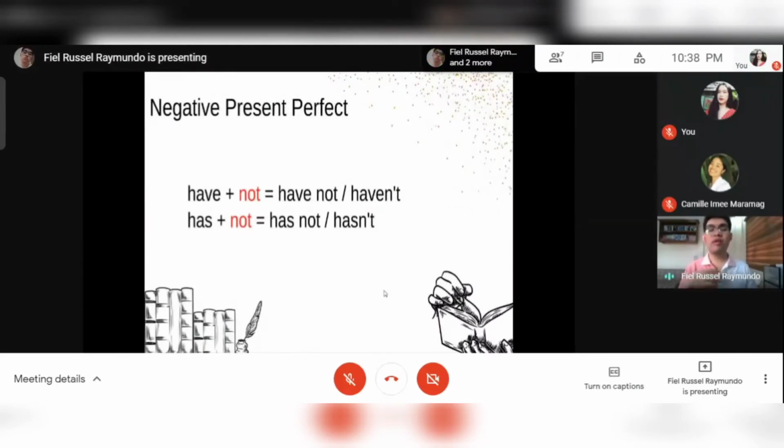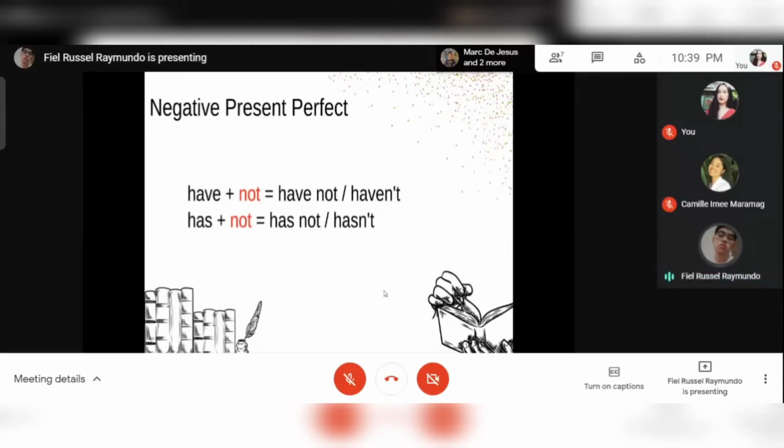So far, the examples we've encountered are in a positive form, positive sentence or affirmative sentence. However, present perfect tense can also be used in negative sentences. In present perfect tense, we can form negative sentences by adding the negation not and the auxiliary verb. For example, the auxiliary verb have plus the negation not is equal to have not. Have not can be contracted to haven't. They share the same meaning.